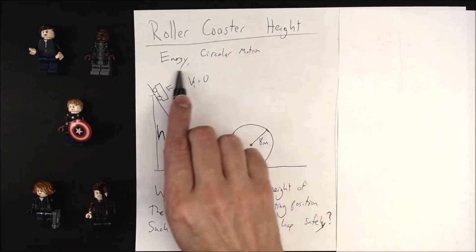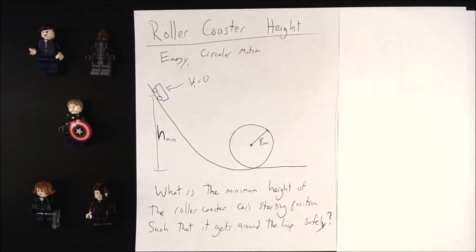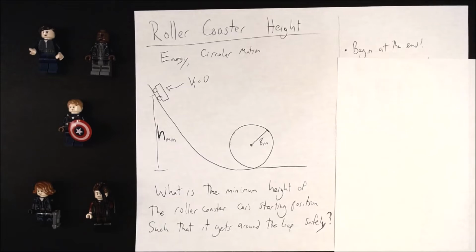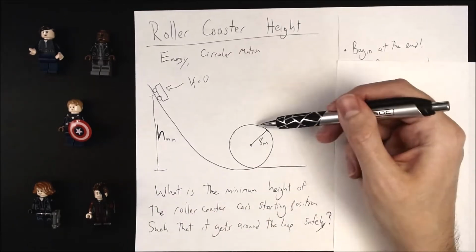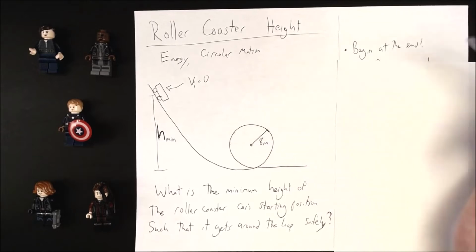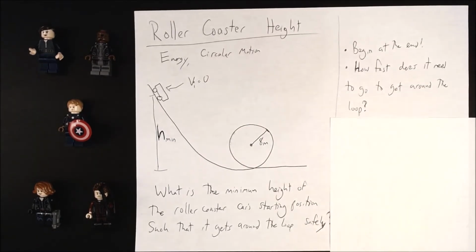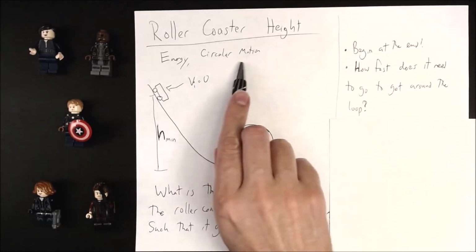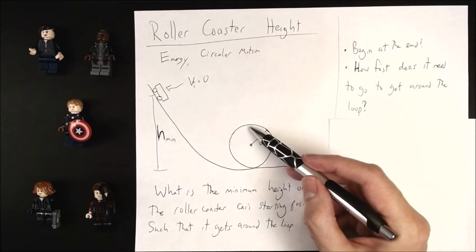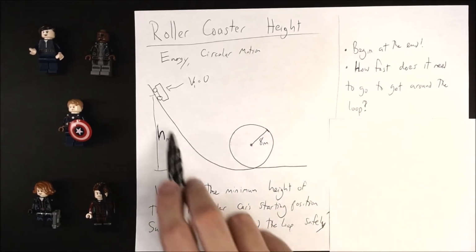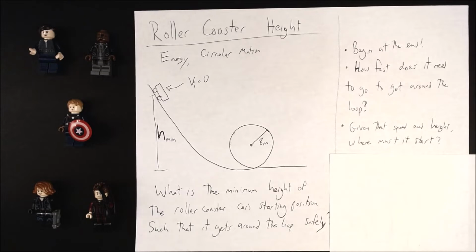Well, I already kind of gave you the hint that this is both energy and circular motion. But this is another problem where you need to begin at the end. So looking at this end state of the problem, you know it's going to be going around there. To figure out its minimum speed going around this loop, you're probably going to have to find something with circular motion. Once you have that minimum speed there at the top of the loop, you can use that speed to figure out something about the height. So given that speed and height, where must it start? This is how we're going to solve this problem.